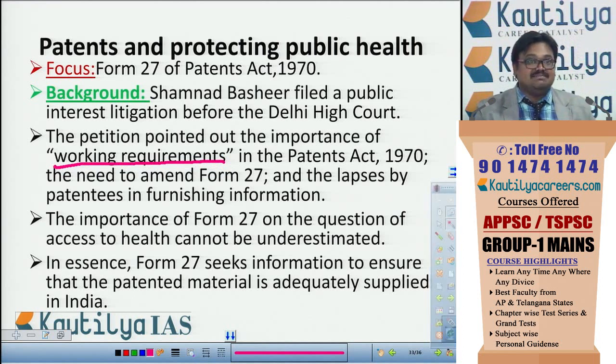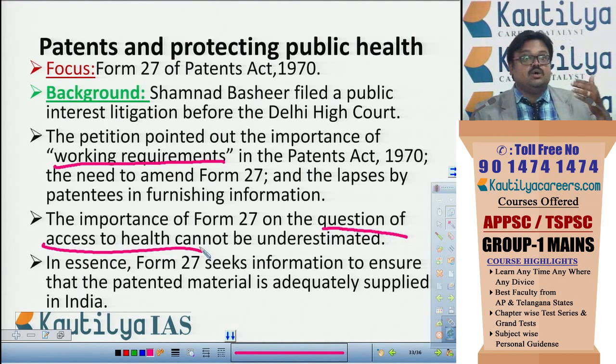The second point is about the need to amend Form 27. And the third one is talking about the lapses by the patentees in furnishing information. So these are the 3 points that this particular article is talking about. The first one is the importance of working requirements, the second one is amendment to Form 27, and the third one is lapses by the patentees in furnishing information. Now, this Form 27 is very important when it comes to the question of access to health.